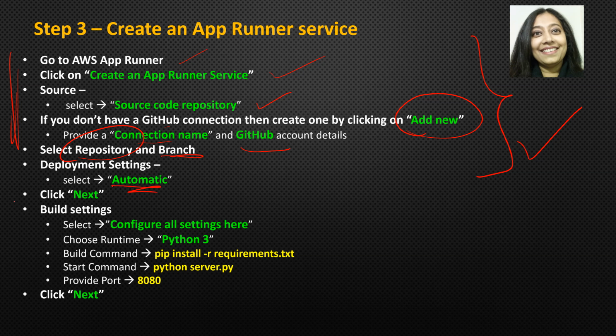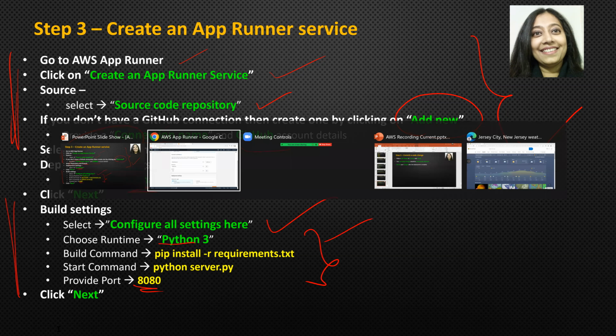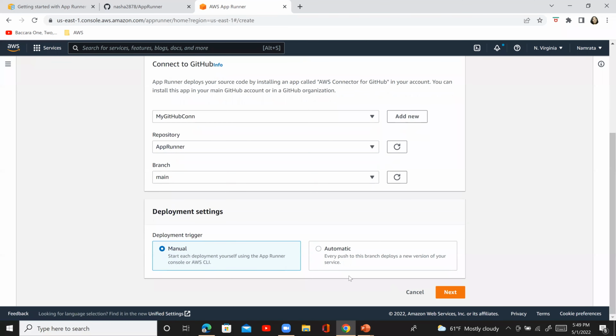And after that, we will go through these build settings, wherein we will configure all the settings over there. We will choose our runtime environment as Python, and then give these commands, right? For our build command and a start command, and finally provide the port number and proceed further ahead. So these are my deployment settings right here. Now select automatic. Now read what it says over here, right? It says every push to the branch deploys a new version of your service, and we want that. Hence, we are selecting automatic.